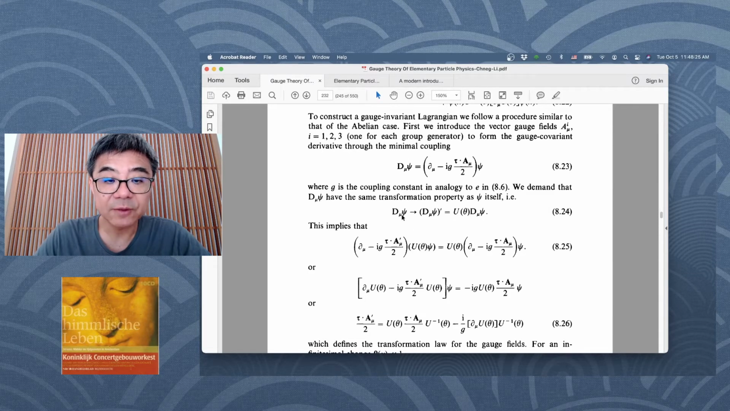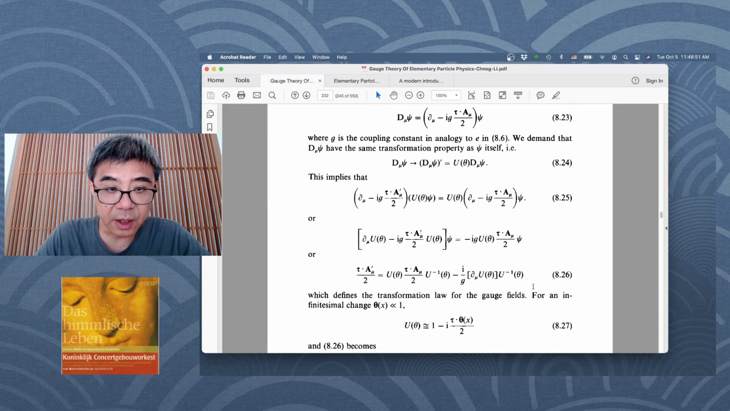After transformation, this D is here, and this psi becomes U times psi, and we wanted U to pass through the derivative. Therefore, it could pass through to the outside, so U times the covariant derivative. You solve this equation, and you get the relation between A prime and A.